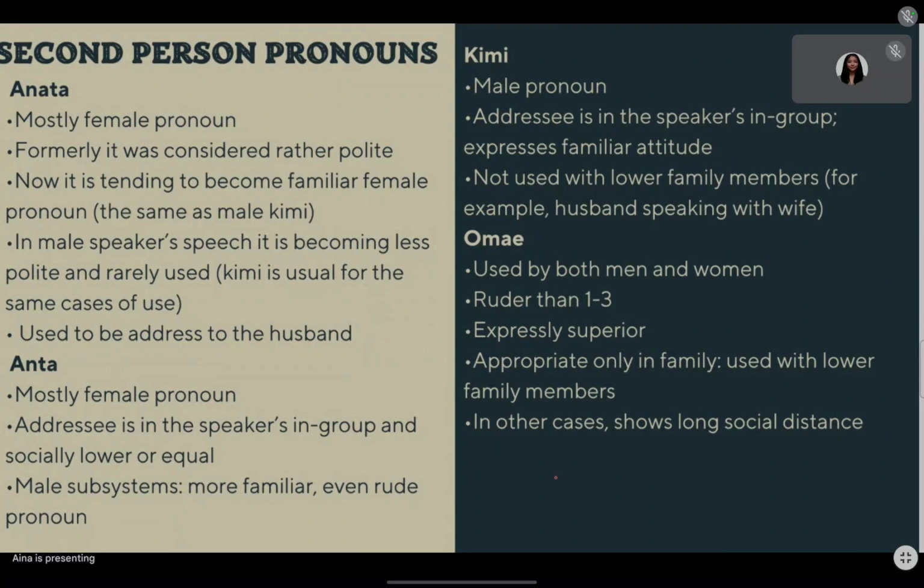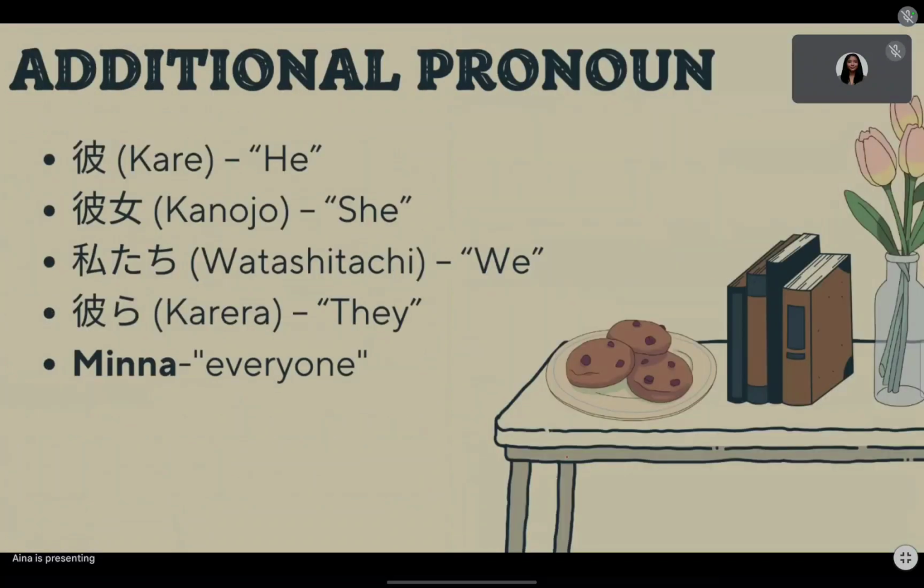Okay? So next is additional pronoun. So we have here the kare. Okay, pero pag nilagyan natin ng kare, she, that would be boyfriend. Okay? And then she or girlfriend is kanojo. So again, it depends on your context kung paano nyo ginawa yung sentence.